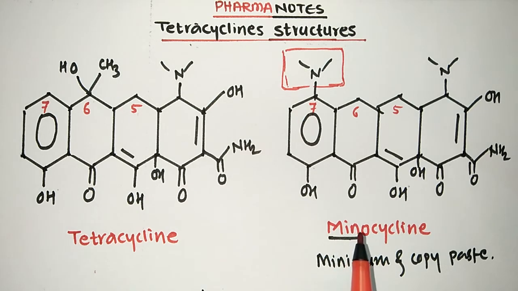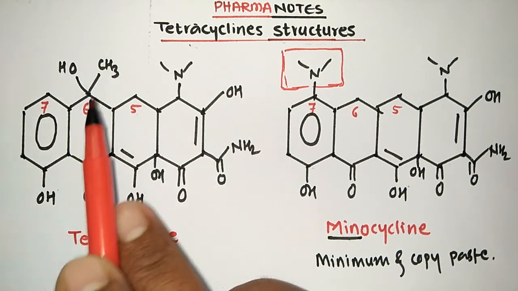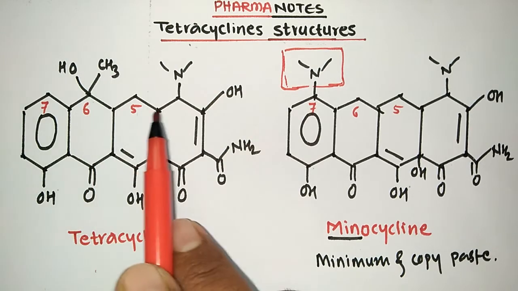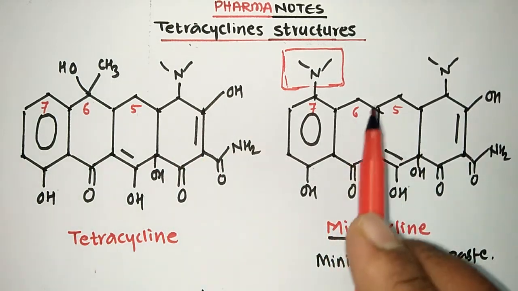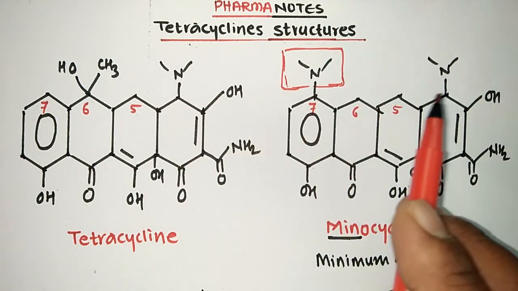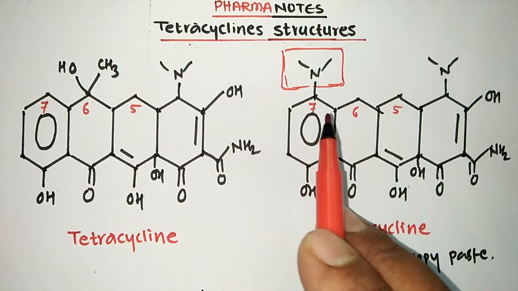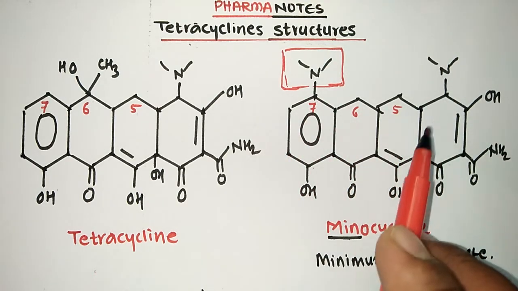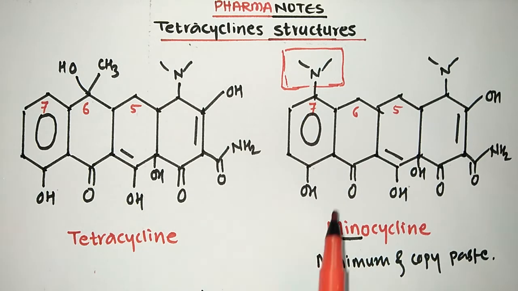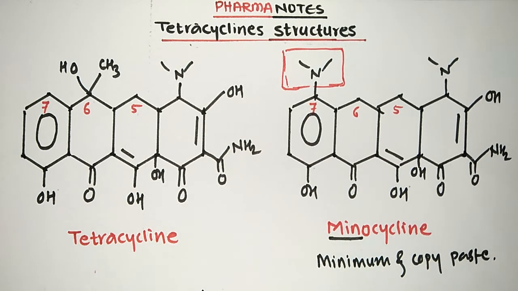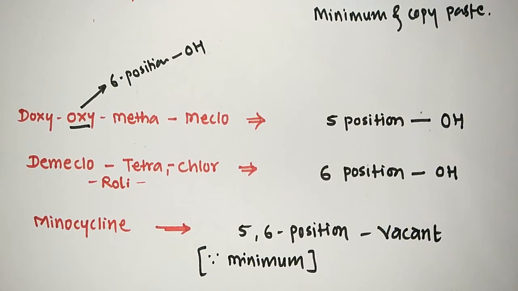So we make this tetracycline minimum by deleting the 6th position groups, with the 5 and 6 positions remaining vacant, and just copy-paste this needle at the 7th position also. So it will make the minocycline. Tetracycline is converted to minocycline: the minimum structure and copy-paste command will convert it to the minocycline compound from the tetracycline.